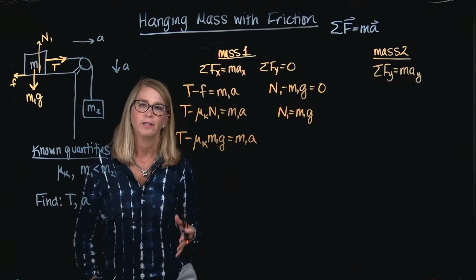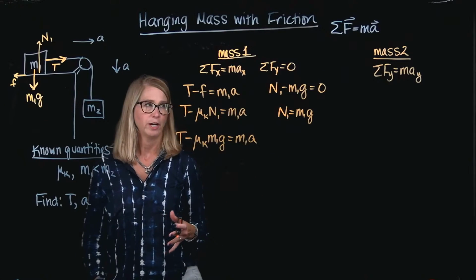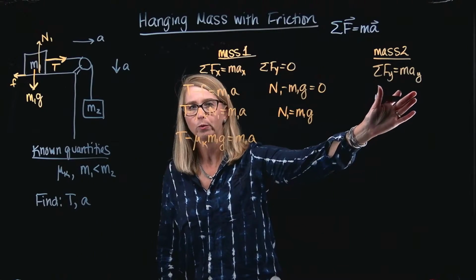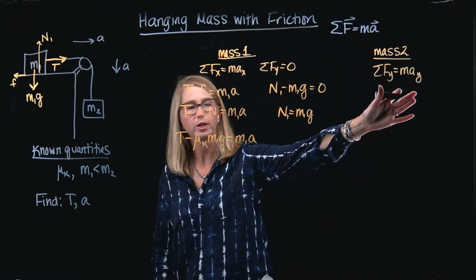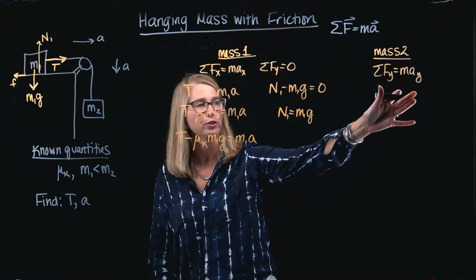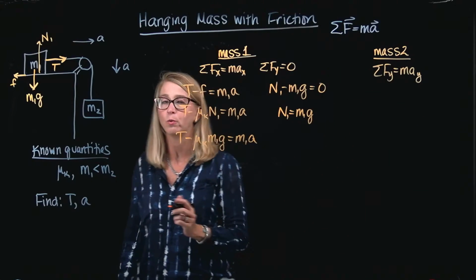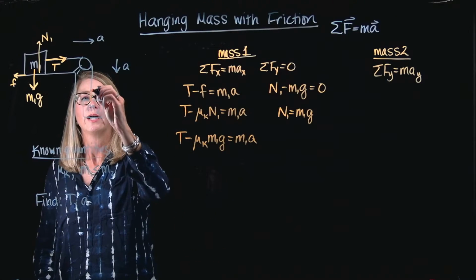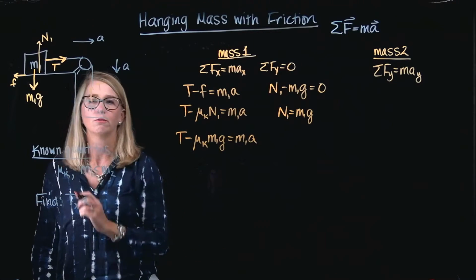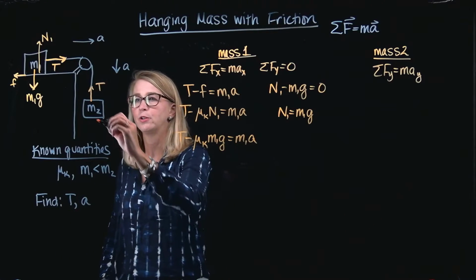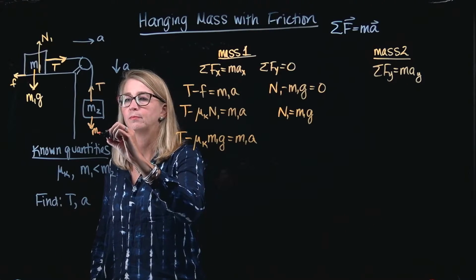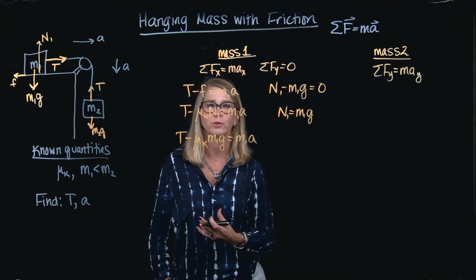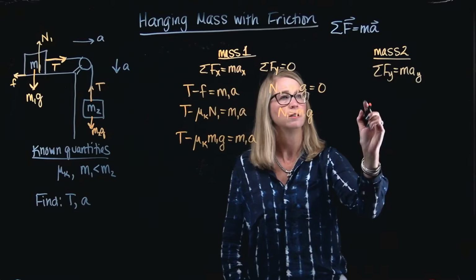Mass 2 only really has things going on in the vertical direction, so it's saving me a little bit of trouble because I only have to work with this expression of Newton's second law. The forces in the y direction equal the mass times acceleration in the y direction. What do I have? I have the tension in the rope acting on mass 2 and its weight. Okay, those are the only two forces. Let's put them over here.